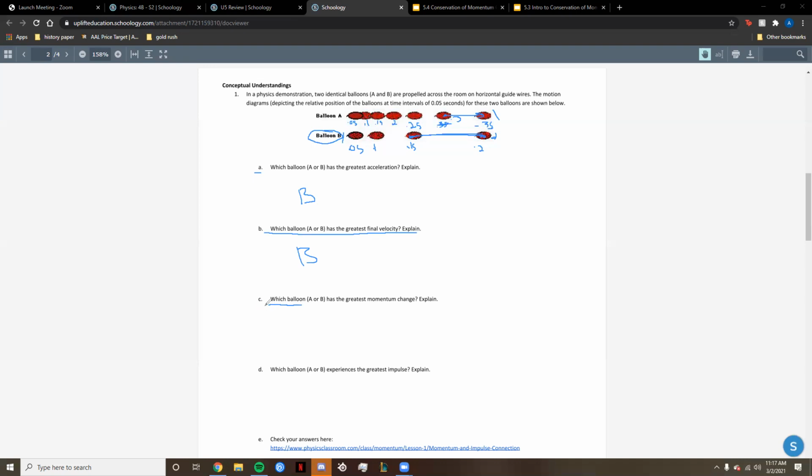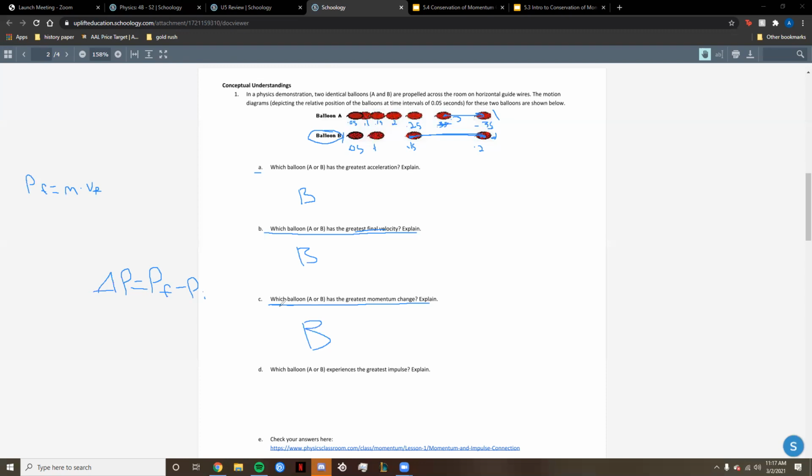Long week. All right. Question C: which balloon, A or B, has the greatest momentum change? So change in momentum is equal to the final momentum minus the initial momentum. And to find P of F, I'm pretty sure it's mass times final velocity. Since this one has a greater final velocity, like we said earlier, it's going to be greater than this one, which means it's just overall going to be greater. So this one's also going to be balloon B.